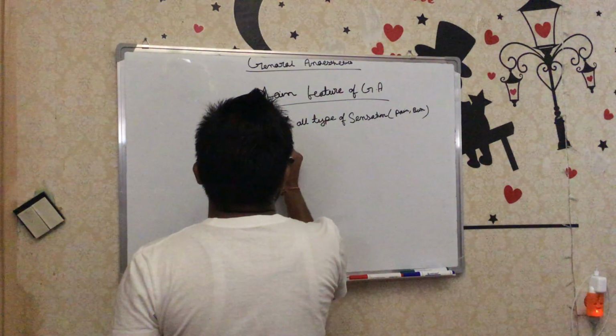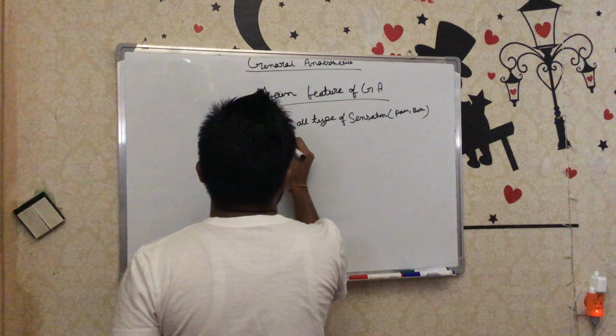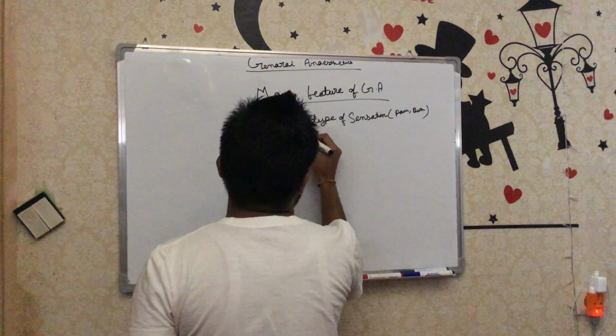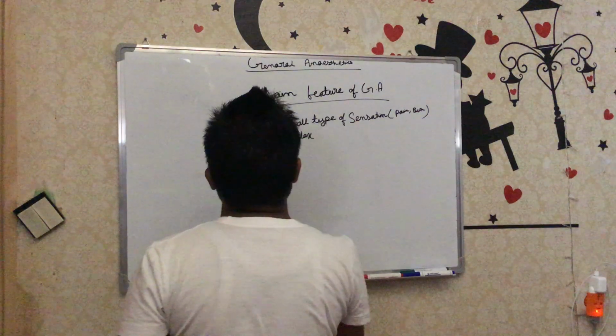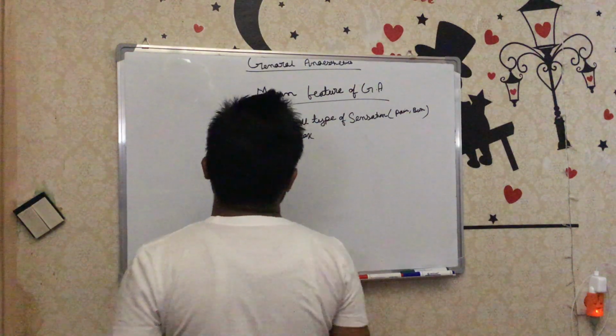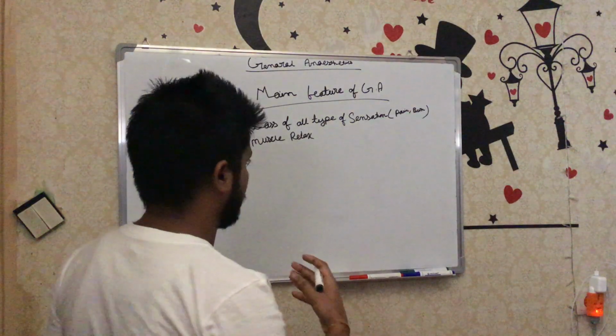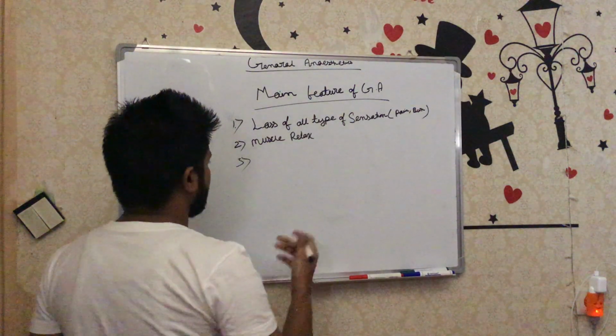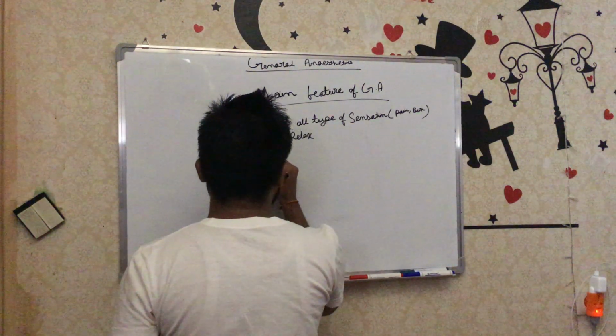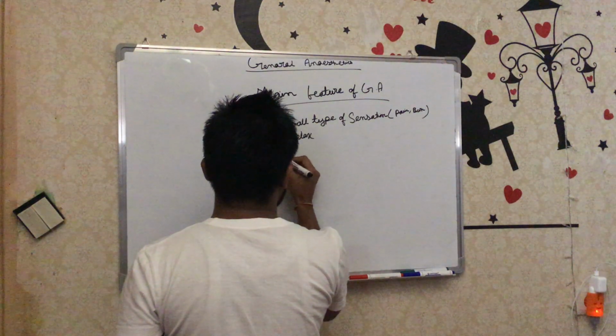Second is muscle relaxation. Muscles relax. Third, unconsciousness. Like whenever they apply the general anesthesia to any person or any patient, the patient will be asleep. So unconsciousness.